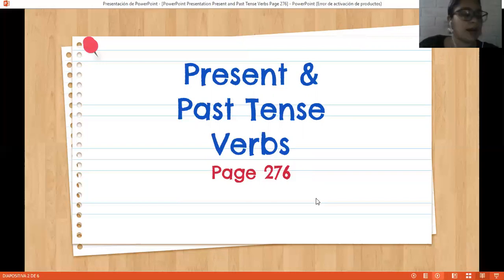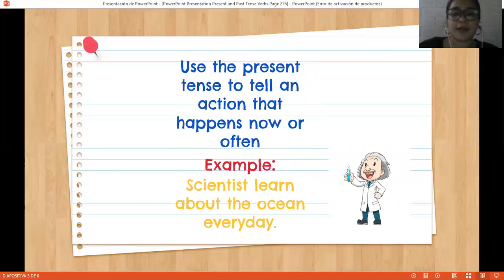So first, the first rule that the book gives us is the use of the present tense. The book says: use the present tense to tell an action that happens now or often. So this is a rule that tells us it's an action that is happening now or often, which means regularly, that it happens most of the time. You can say every day maybe. So the example is, scientists learn about the ocean every day.